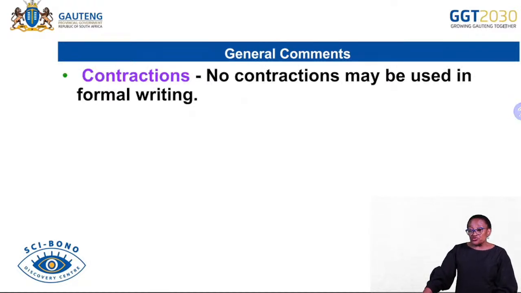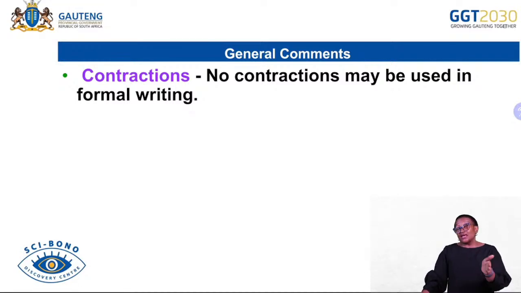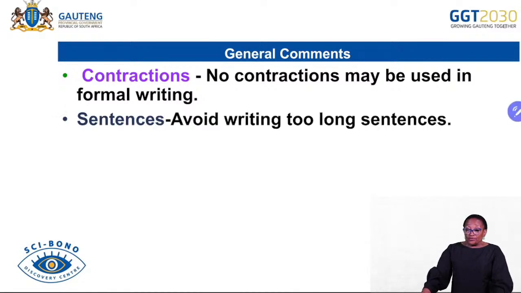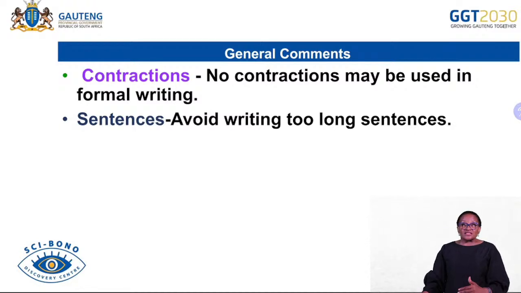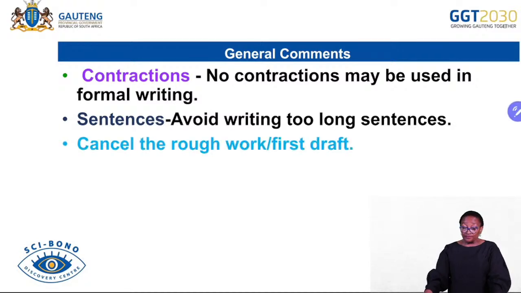No contractions may be used in a formal writing across the sections, whether in an essay, longer transactional text, or a shorter transactional text. No contractions that one should use in a formal writing. Avoid writing too long sentences. Too long sentences, you end up not writing exactly what you want to write. The meaning gets lost in between. Cancel the rough work or the first draft.